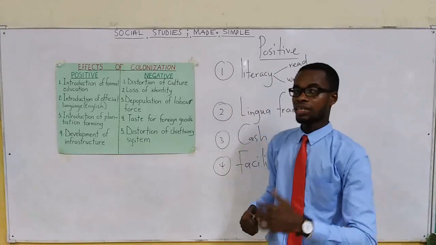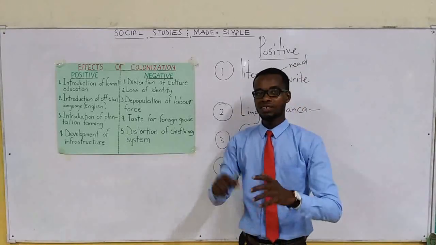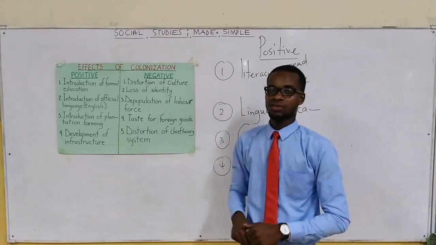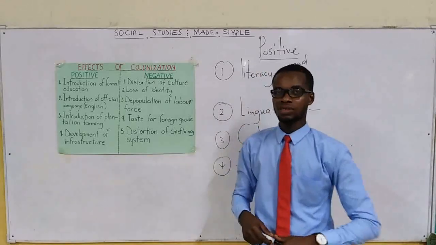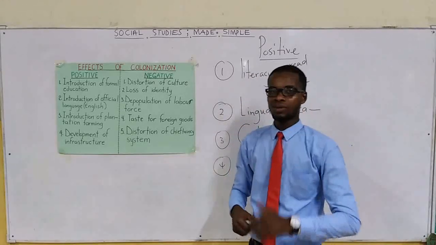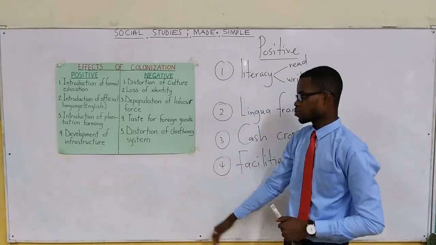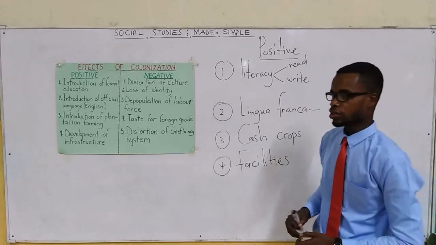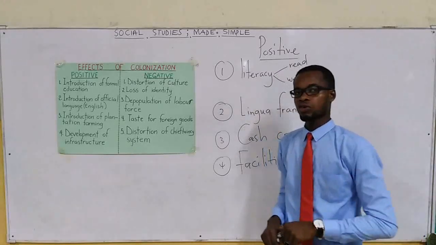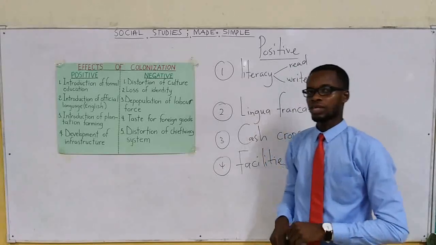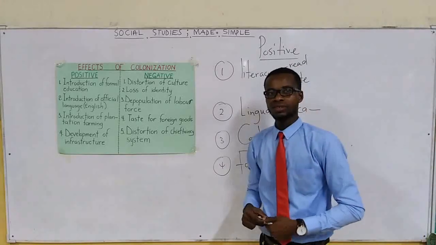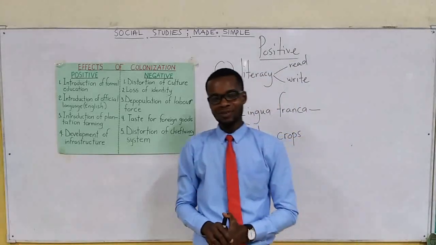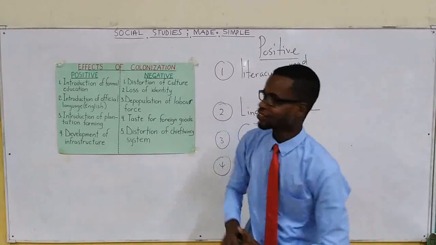Well, there are other effects, you can look for them. If there are any complex points you don't get clearly, maybe from any other source you have obtained it from, you can put it in the comment box and I will break them down or explain them for you. But I believe with these points you'll be able to put words together to form explanations. Good. Mostly you should have four solid points or five so that you will not fail the social studies paper as students. Good. Now let's go to the negative effects.